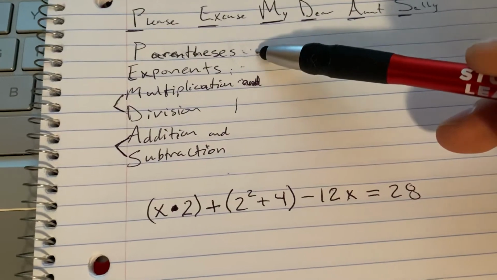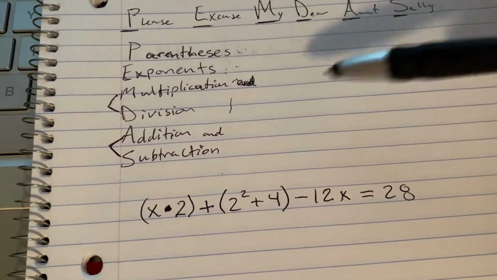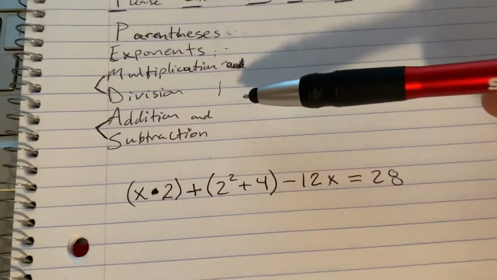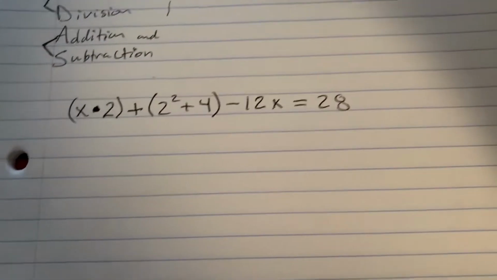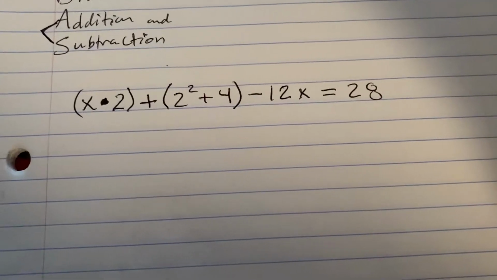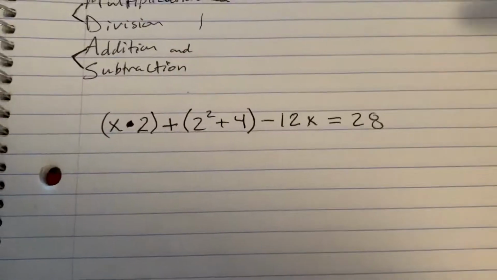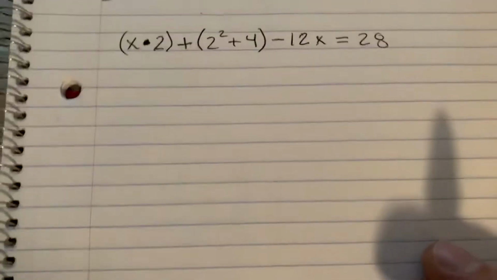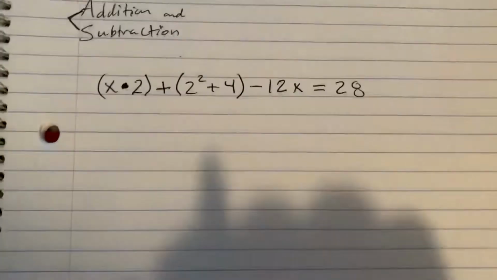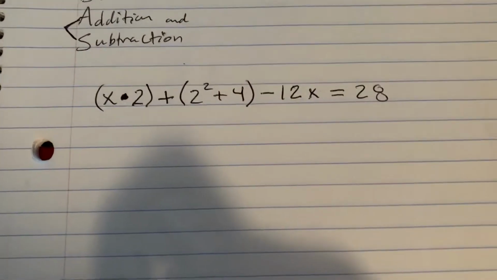Remember, please excuse my dear Aunt Sally. So parentheses, exponents, multiplication, division, addition, subtraction. We're going to use these as a means to solve this equation. So we want to solve this for x. So we want to find what x is. How we're going to do this is by simplifying what we have here.